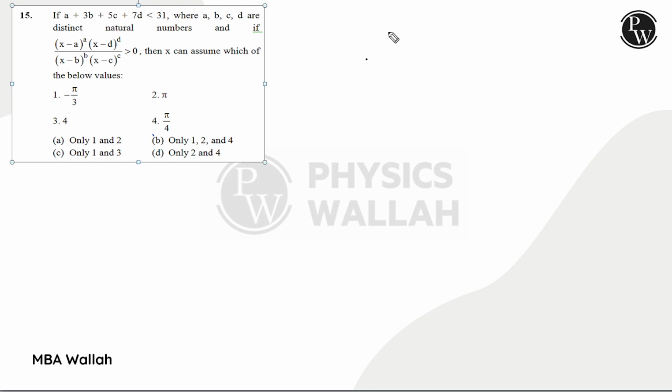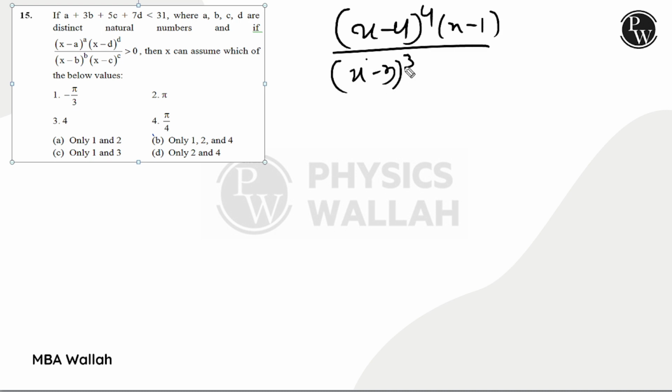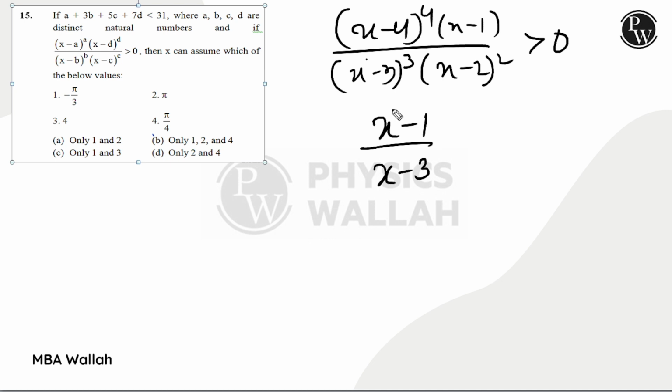So I'll just substitute the values once. (x - 4)^4 (x - 1) (x - 3)^3 (x - 2)^2 is greater than 0. That's it. Now please understand, this entire expression is greater than 0. What does this mean? There are even powered terms, and even powered terms will always be greater than 0, or at max they will be equal to 0. So what I can get from this idea is that (x - 1) and (x - 3), ignore the odd power at this point, this will also be greater than 0.